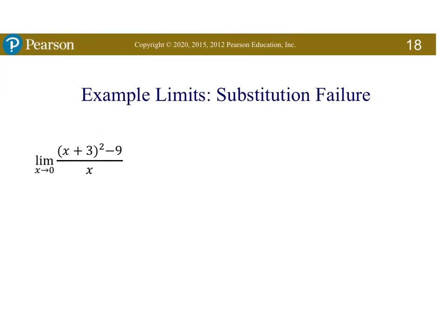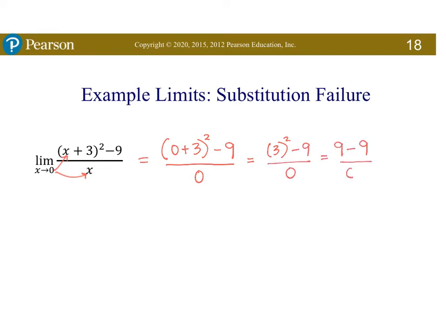Now, what about this situation? We're going to put an equal sign, and we're going to substitute in 0 twice. I'm going to get parentheses 0 plus 3 quantities squared minus 9 over 0. That's 3 squared minus 9 over 0. That's 9 minus 9 over 0, which is 0 over 0.